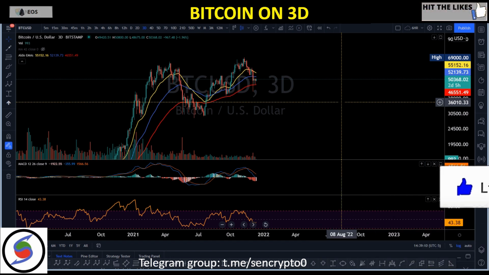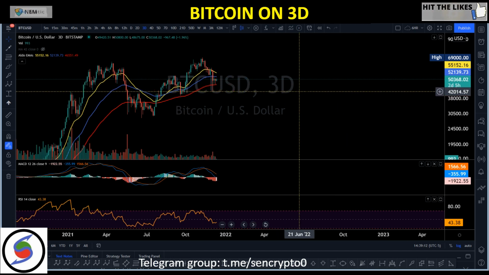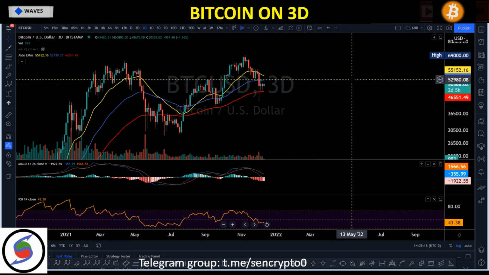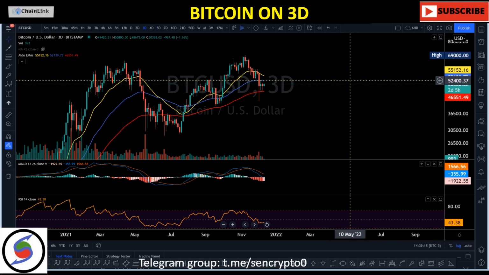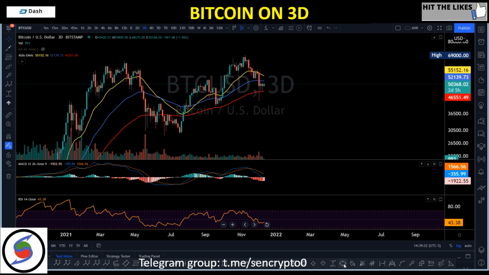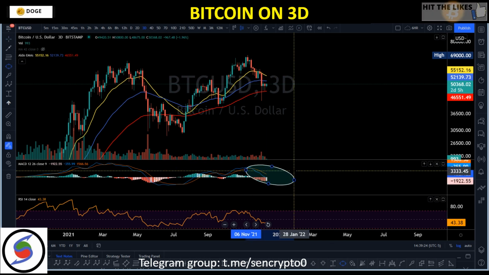So now let's dive into the analysis regarding our 3D time frame. When we talk about the 3D time frame, the two most important indicators we need are our 21 EMA and secondly our MACD right here.